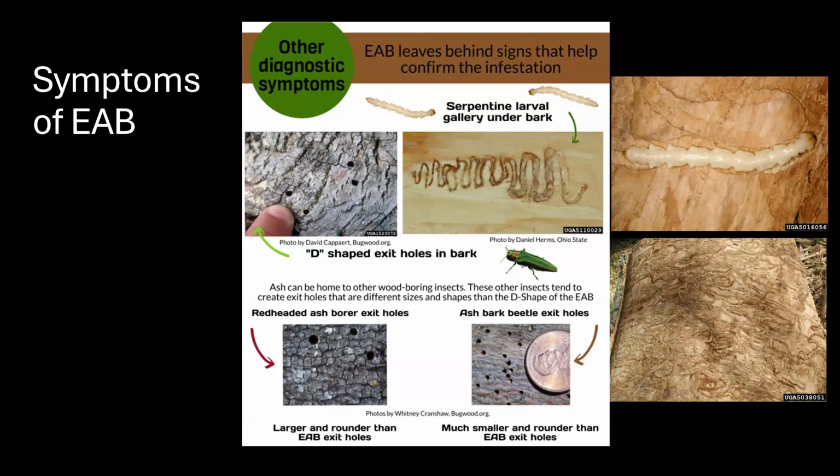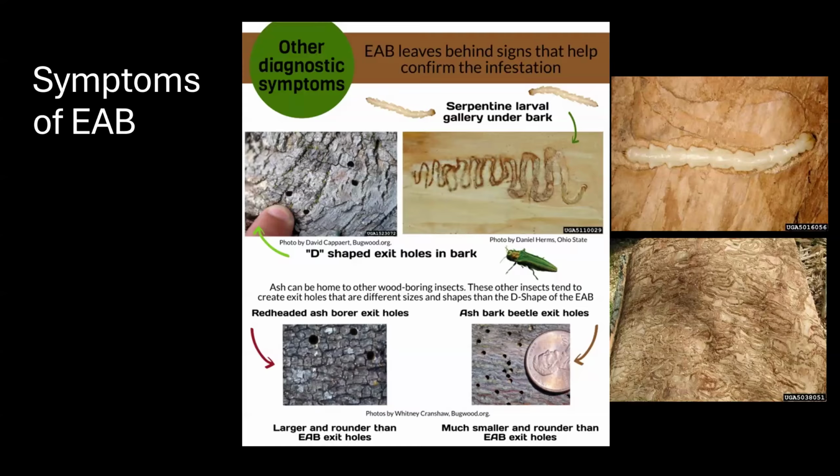And if you compare that to other insect borers, the other insect borers are generally either larger or rounder, or smaller and rounder, depending on the type of beetle species. But with emerald ash borer, if you see that clearly defined D exit hole in the bark, that's your sign that there was larvae in there. So those are again some of your indications.